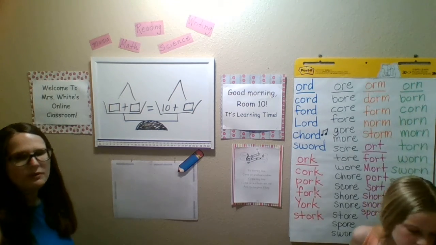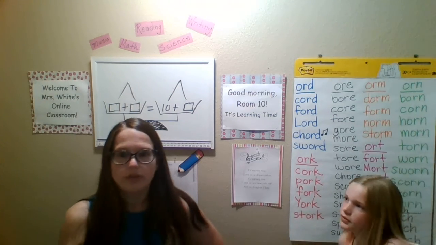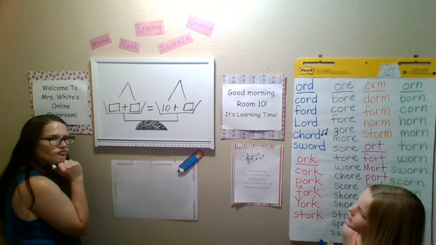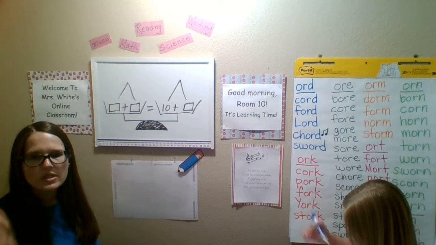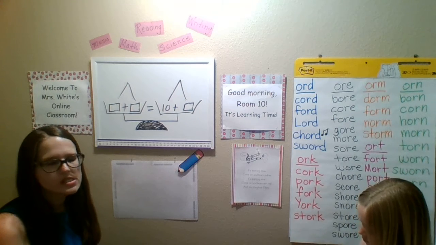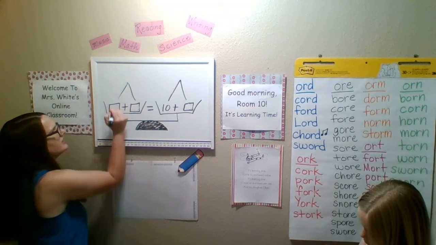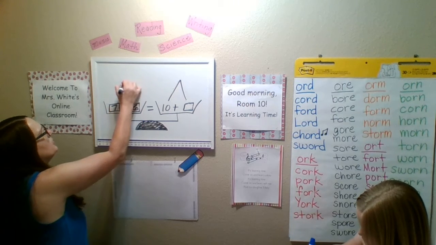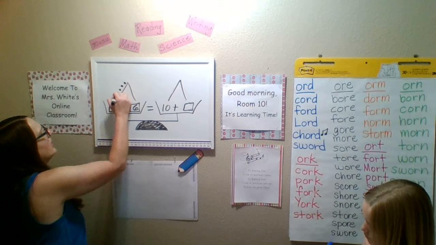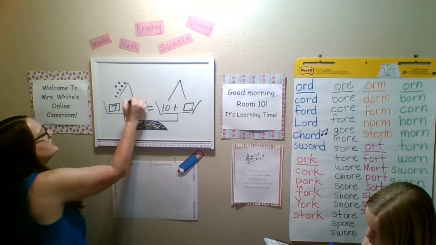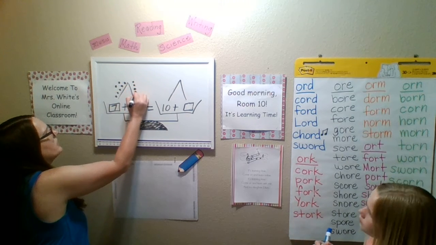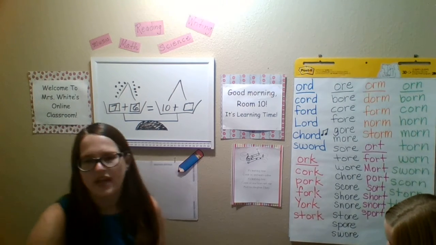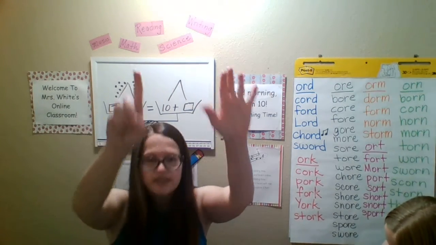Alright, you ready, spaghetti? Go noodle. Alright, here we go. How's about 7 plus 6? 7 plus 6. 1, 2, 3, 4, 5, 6, 7. 1, 2, 3, 4, 5, 6. 7 plus 6. 7 plus 6.